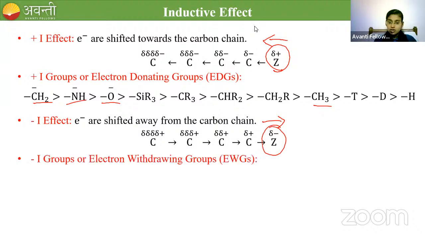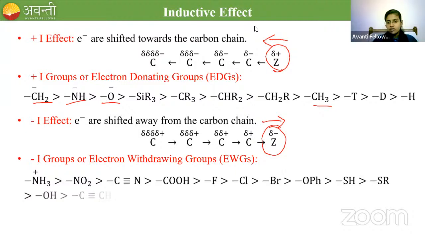So who are those electron withdrawing groups? This is a list of electron withdrawing groups. NH3 plus can withdraw the electrons more effectively compared to NO2. I will underline the very important electron withdrawing groups that you should know: carboxylic acid, CN, and all the halogens. These are the very important electron withdrawing groups that you should know about.